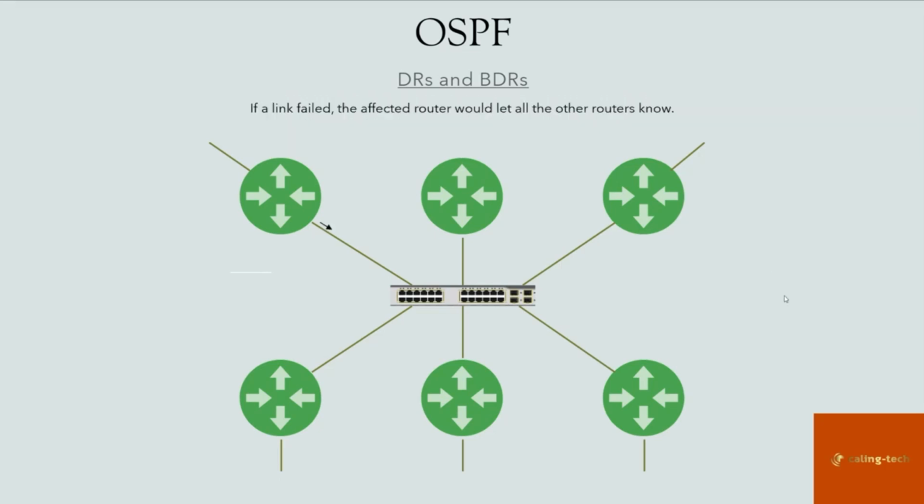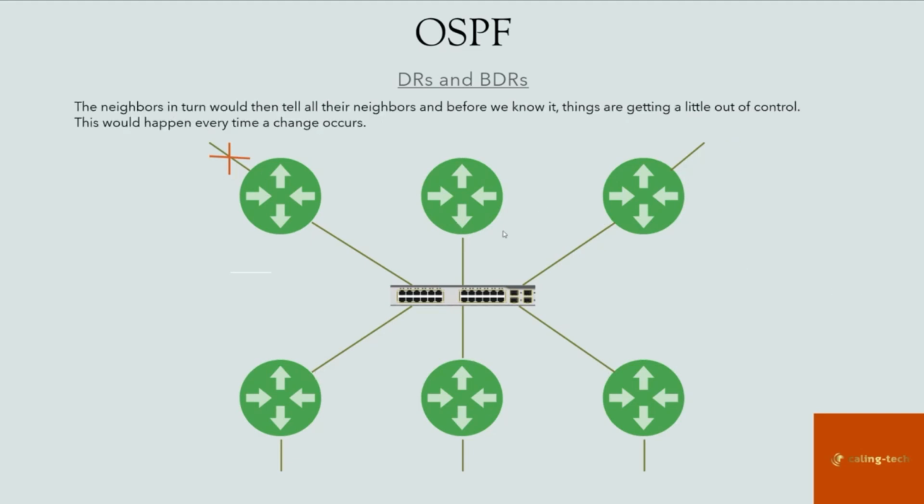So let's say that we have a link that fails. Let's say this link here fails. This router would have to let all the other routers know that this link has gone down. So it will send it down to the switch and it'll forward that to all its neighbours. Okay, so all the neighbours now know that this link is down.